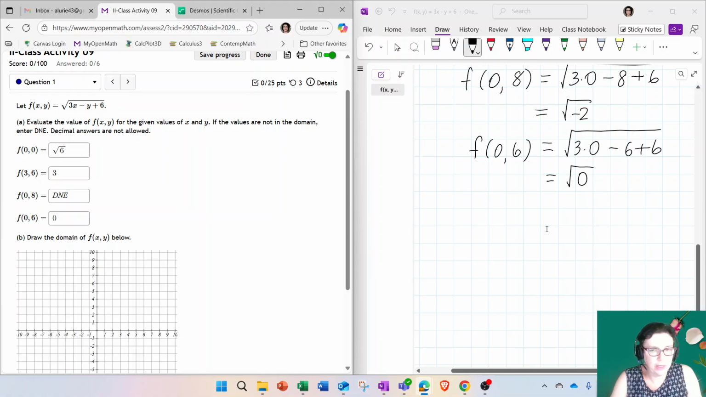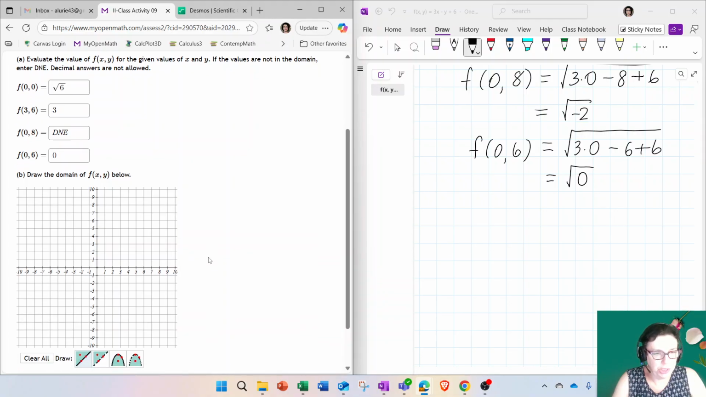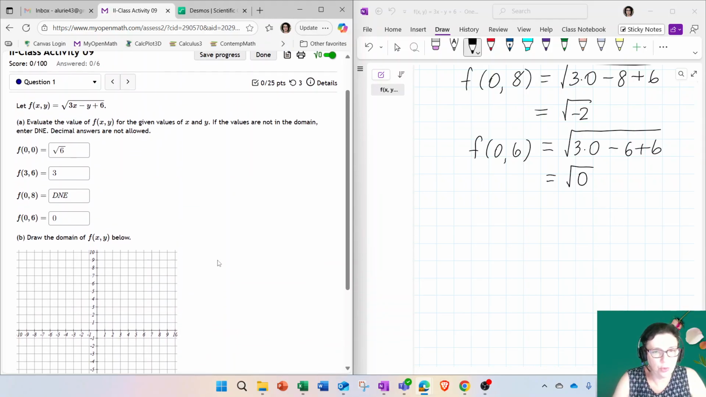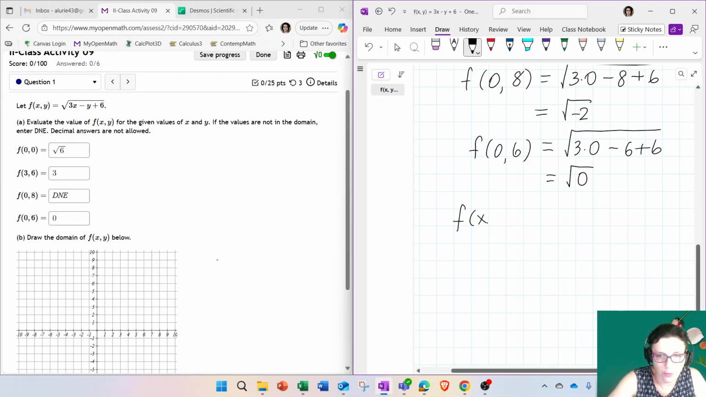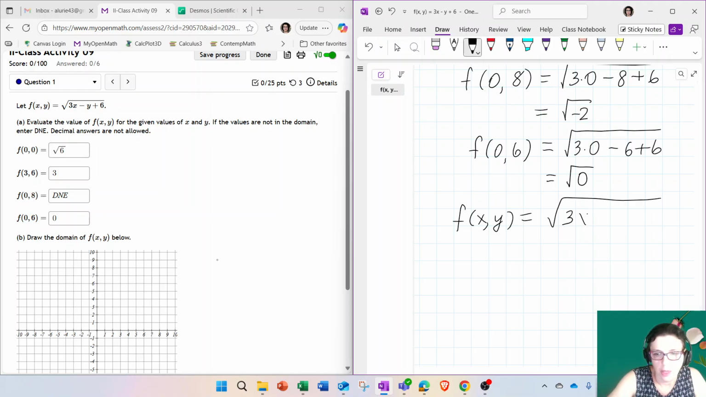All right, so how am I going to graph it? To graph the domain, you need to do two steps. Step number one, you need to graph the boundary. So how do I do that? What you do is you're going to write down your function, and you are going to make the inside of it equal to 0. So you're going to get rid of the square root, and you're going to say, okay, let me make this equal to 0 and graph this expression.